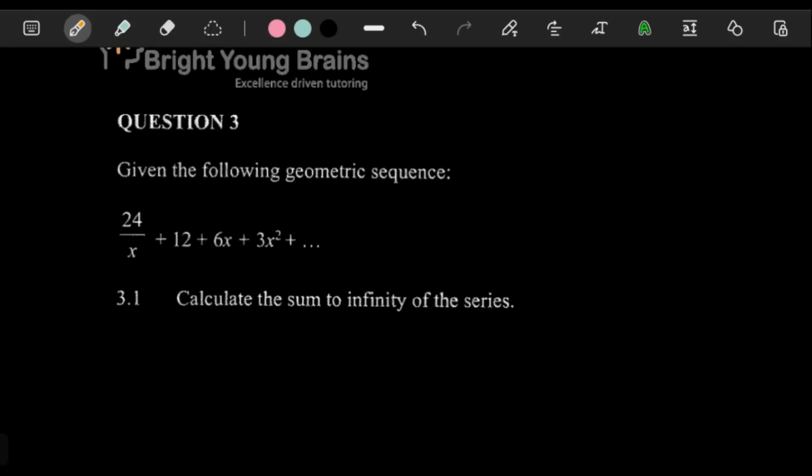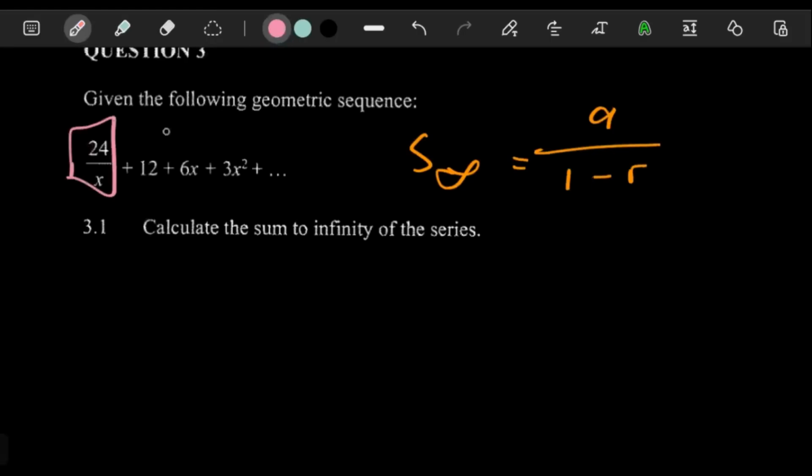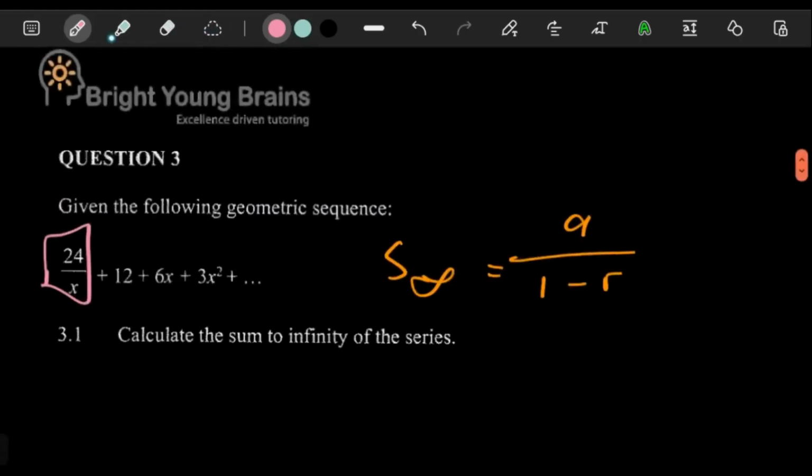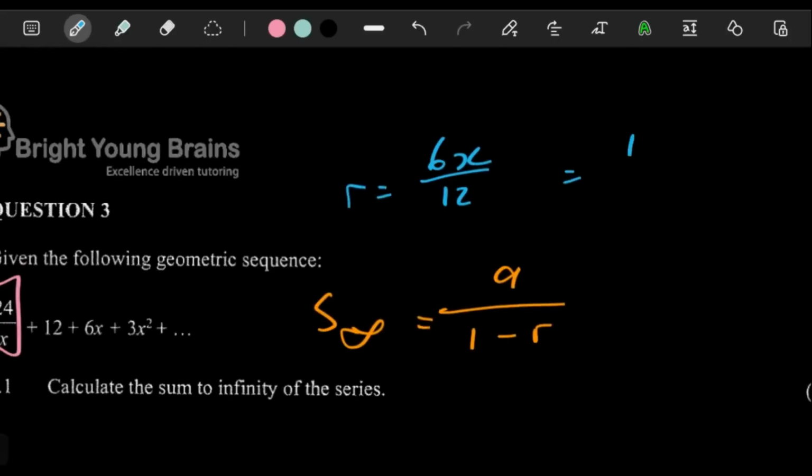If you're going to calculate the sum to infinity of the series, it's a 4-mark question. The one thing to just remember is that the sum to infinity, there's a formula, A over 1 minus R. In this situation, fortunately, A is this term. Your value of R is always any term divided by the previous one. So fortunately, it looks as though we can use these two to get R. So R in our case is going to be equal to 6x over 12, right? This is just going to be a half x because 6 over 12 is a half. And the x is there.